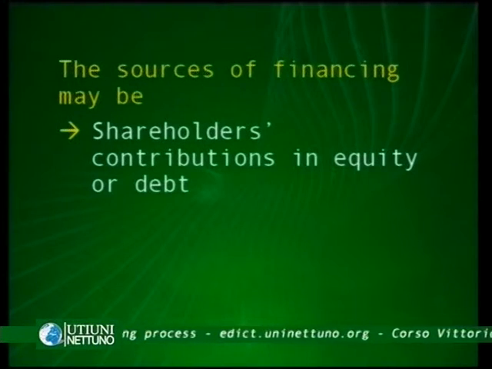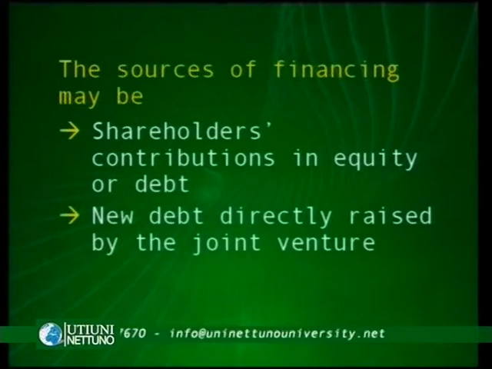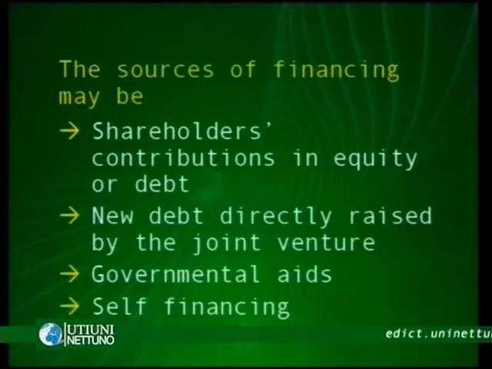The sources of financing may be shareholders' contributions in equity or also in debt, so shareholders' loans or loans that can be raised in local or foreign currency from local or from foreign banks, and new equity. Another kind of financial source is new debt directly raised by the joint venture, governmental aids, or self-financing. So the joint venture realizes profits and of course uses that profit in order to finance new investments or new financial needs.